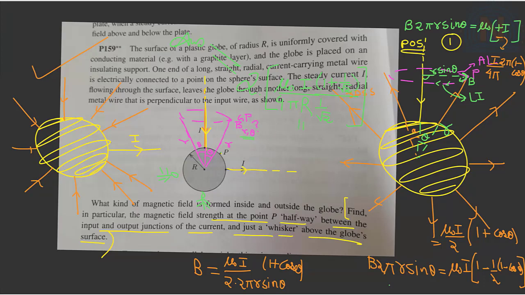Now I think everything should be here. It should be mu naught I upon 2 pi R, and it is a factor of root 2 plus 1. Just check this. It should be mu naught I upon 2 pi R, and the result is root 2. So this is actually the final answer to the question. That location is easy, so we are not interested.